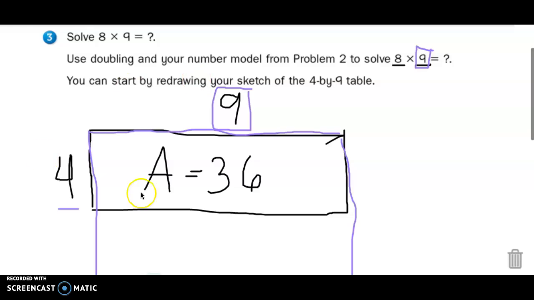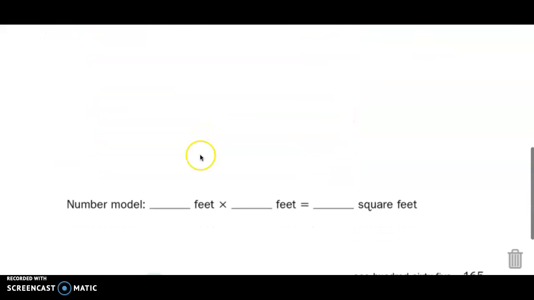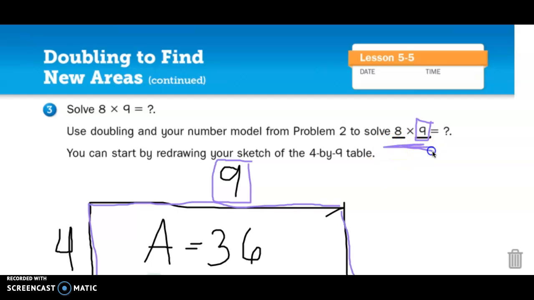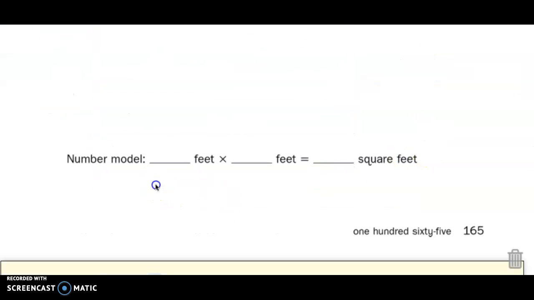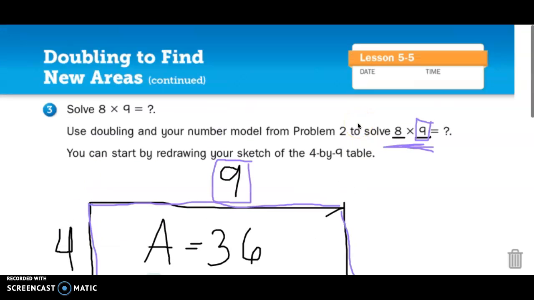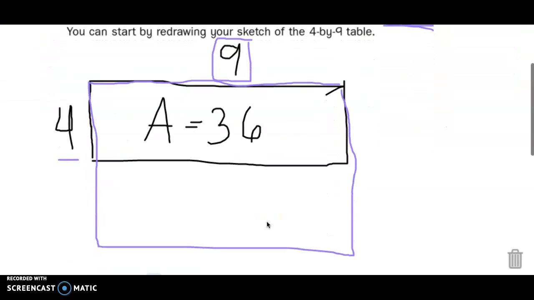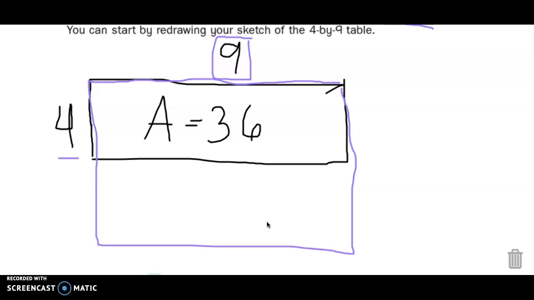Okay. I want to see you label all of your sides. Then you need to fill in our new problem. Here's our new problem, 8 times 9. That equals what? You need to include a drawing of your sketch. Awesome. When you're done filling this in, turn this into your teacher and meet me on the math journal video.